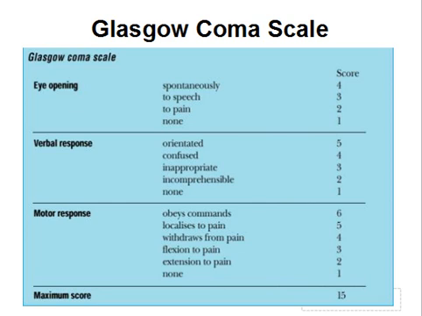So the thing about this, if you have a Glasgow Coma Scale of 3, you could essentially be dead. You have no eye opening, you have no verbal response, and you have no motor response. So you have to be careful if someone says they have a Glasgow Coma Scale of 3. It's not a good thing.